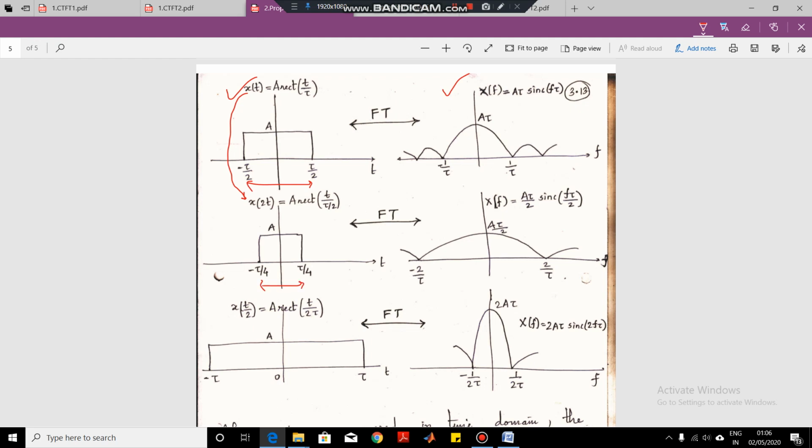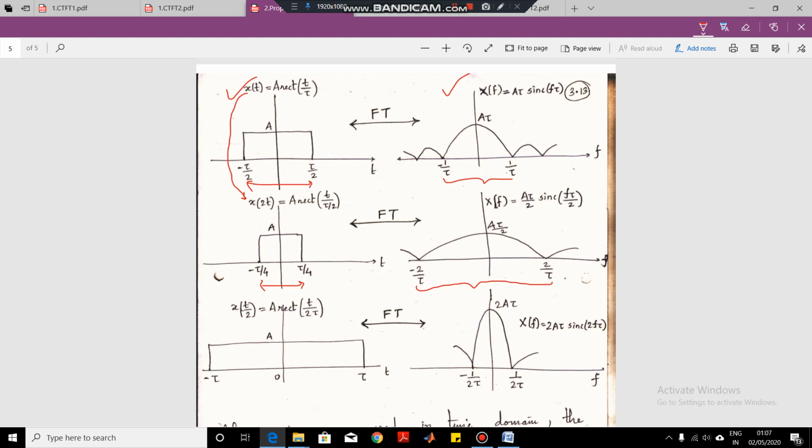So when you are compressing the signal in the time domain, what is happening to its Fourier transform? You can see here, earlier the width of this main lobe was from minus 1 upon tau to 1 upon tau. It has now become from minus 2 upon tau to 2 by tau. So what has happened is it has expanded. Compression in the time domain has led to expansion in the frequency domain.